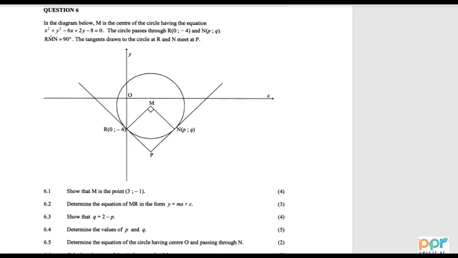The y-intercept here is the tangent, and the tangent has the coordinates P. Basically, angle RMU is 90 degrees. Now, we need to find M, the point (3; -1).